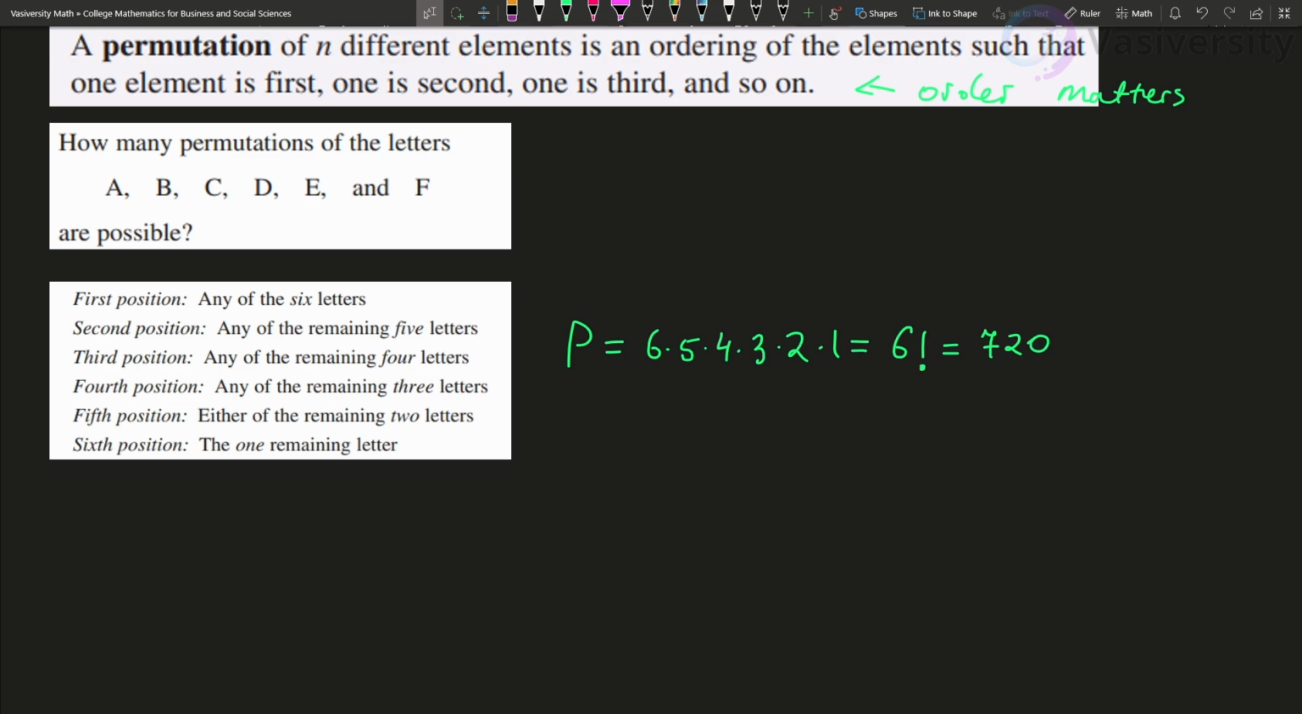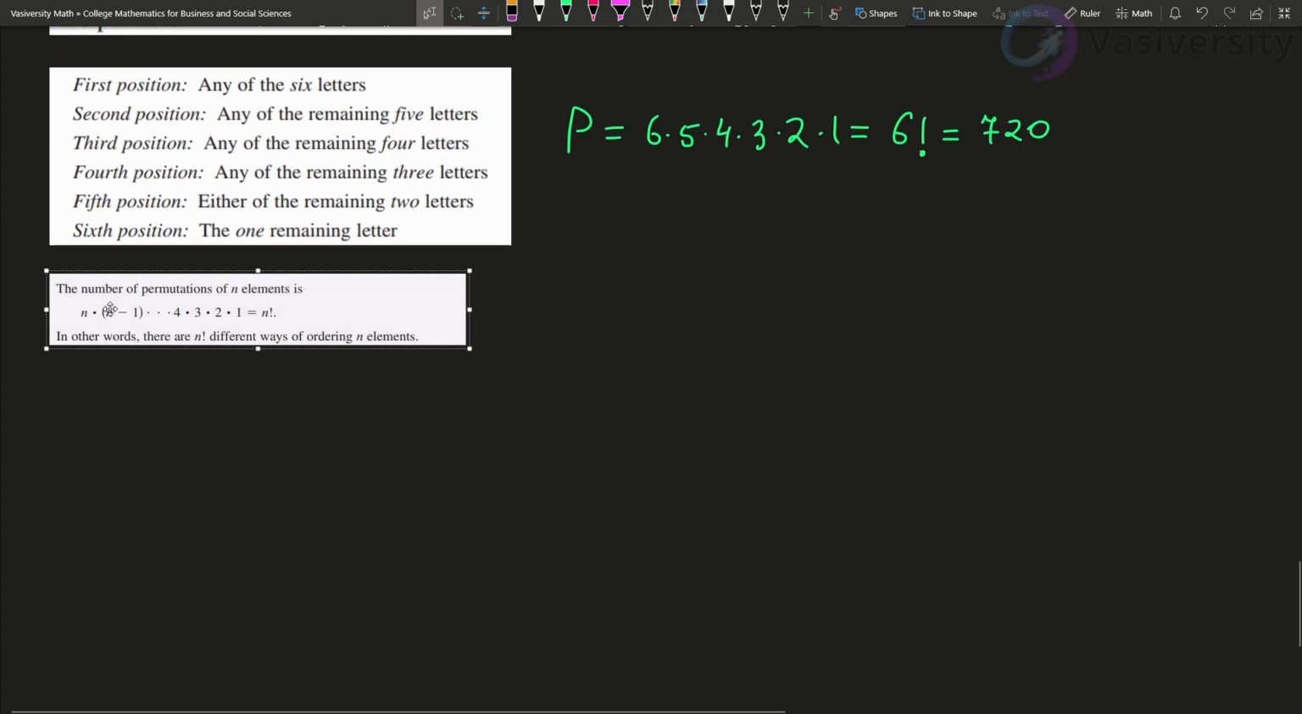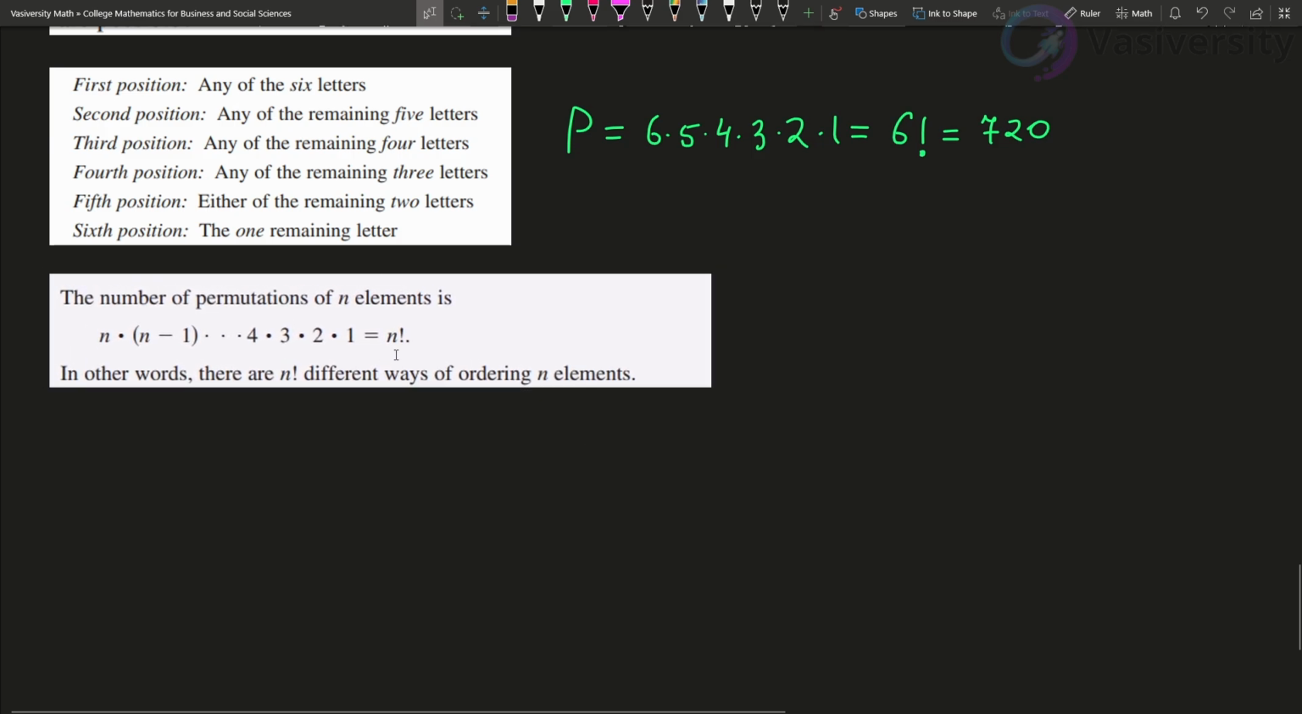So let's recall the factorial from the last lesson. The number of permutations of n elements is n factorial. In other words, there are n factorial different ways of ordering n elements. You can imagine, the more elements you have, the bigger the number of permutations is. Try it with 10 or 20, 50. That number will be huge. So we can have a formula for this. We're going to take a look at the formula first, and then at an example.